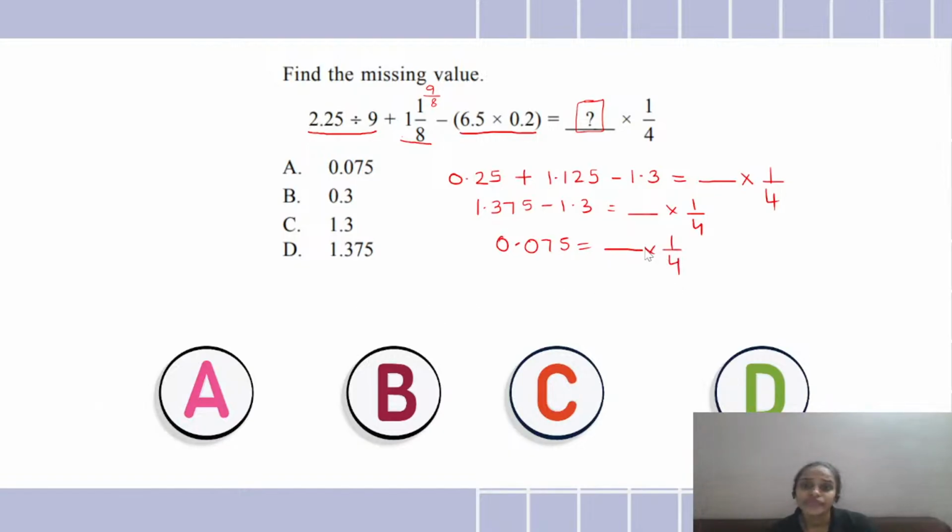But now if you see, I have to find out this blank. This is the missing number. So now this is multiplied by 1 upon 4, the 4 which is there in the denominator, I can get it on the other side and multiply it by 0.075, which ultimately equals to 0.3. So my answer is option B, which is absolutely correct.